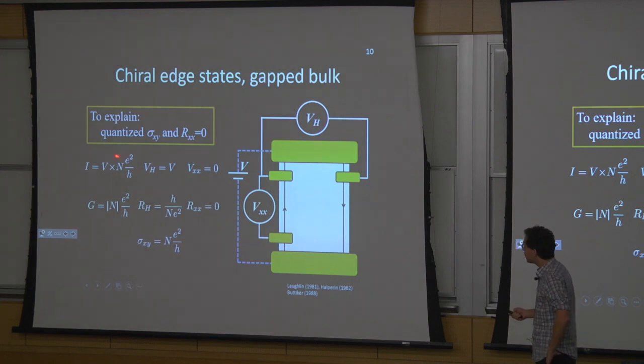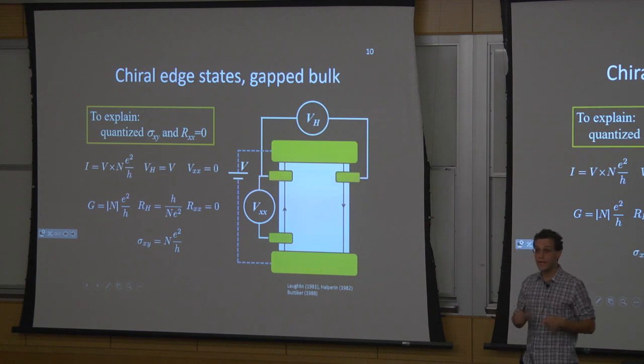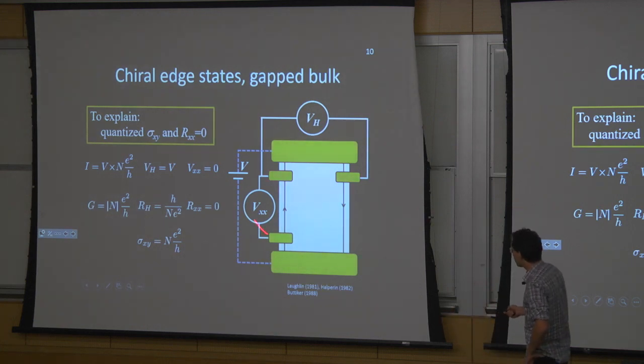When we think about resistance, resistance is intimately tied to scattering and dissipation. If you don't have any dissipation, then you can't have any resistance, because you would have Joule heating. So no dissipation means no resistance.